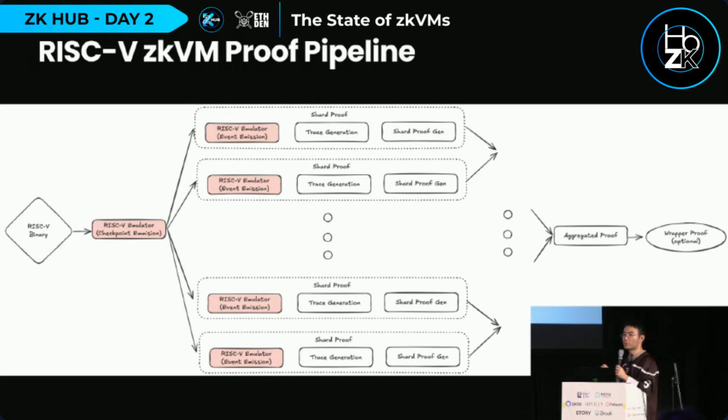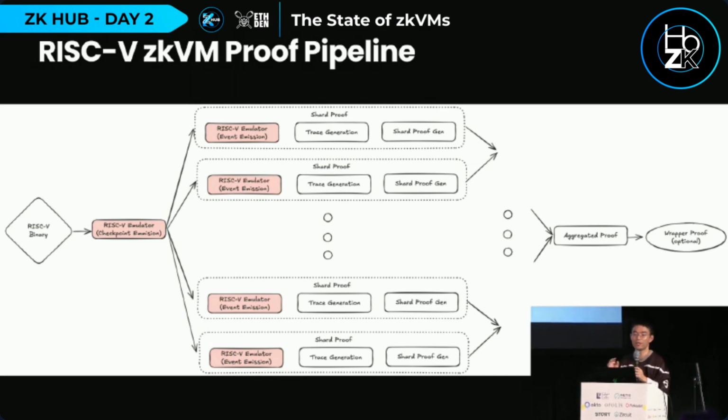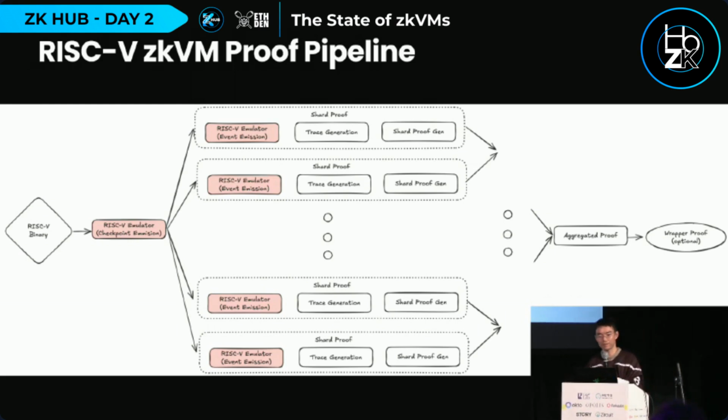And in order to do on-chain verification, there's an optional wrapper proof where you convert your aggregated Stark proof into a wrapped Groth16 proof or Plonk proof just for cheaper on-chain verification.